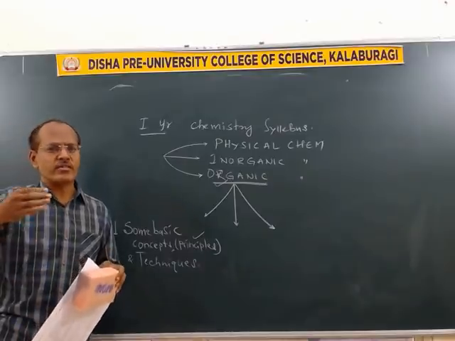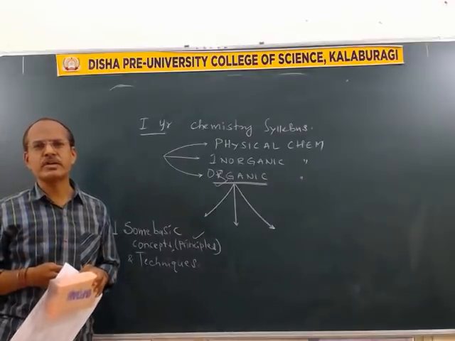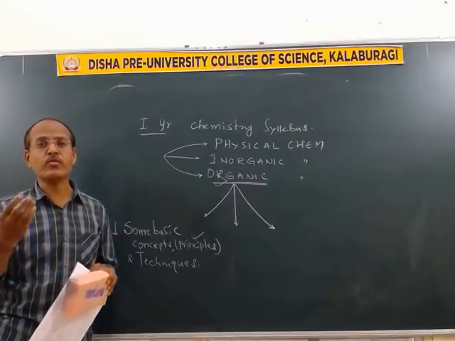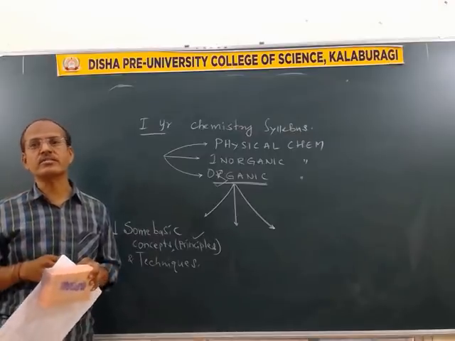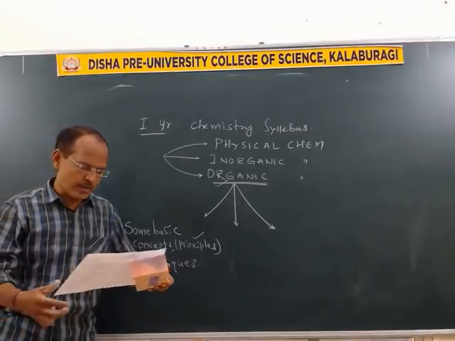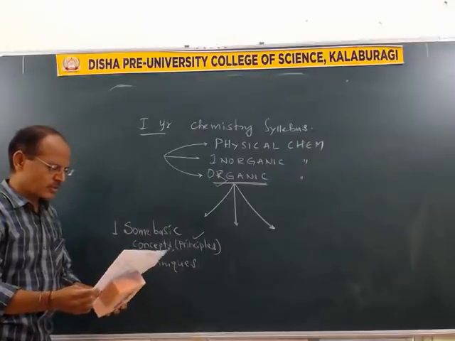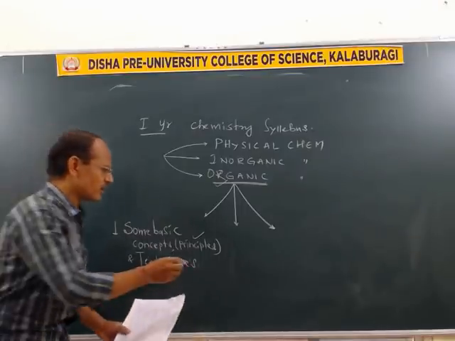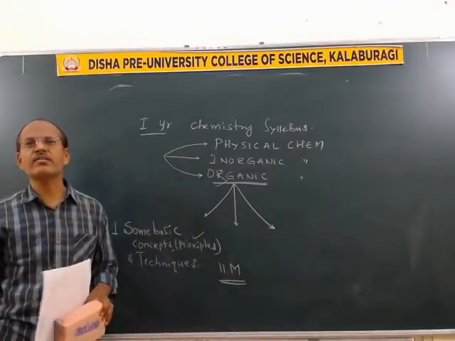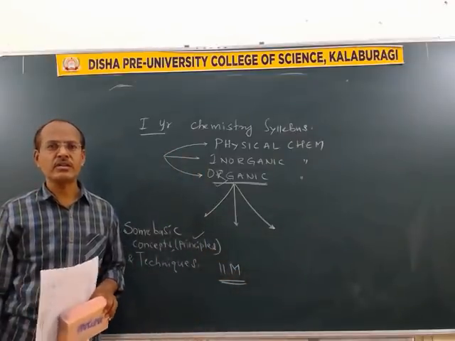It includes several parts, including nomenclature, including theories to explain what actually organic chemistry is. All the details will be explained. And in the examination, it carries about 11 marks.